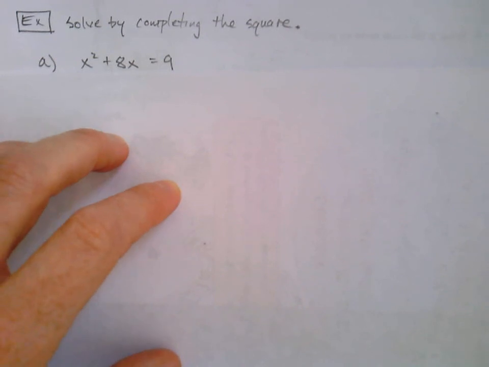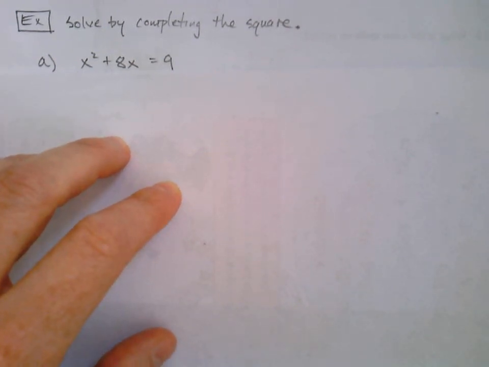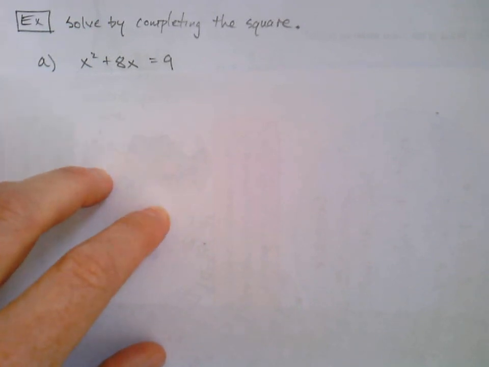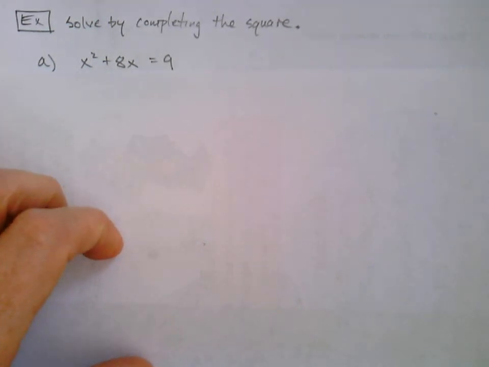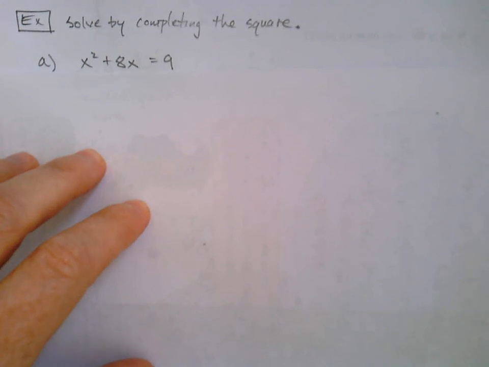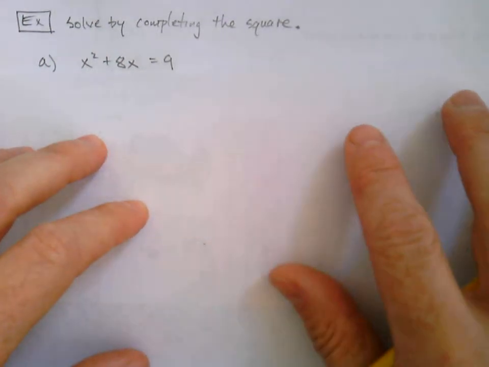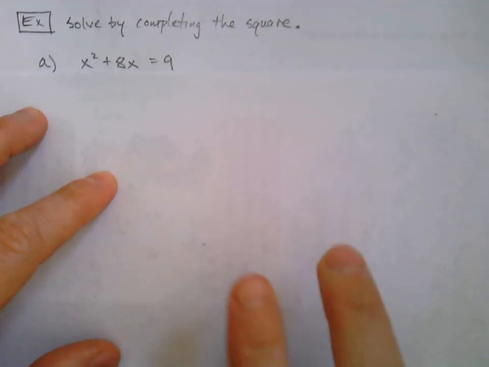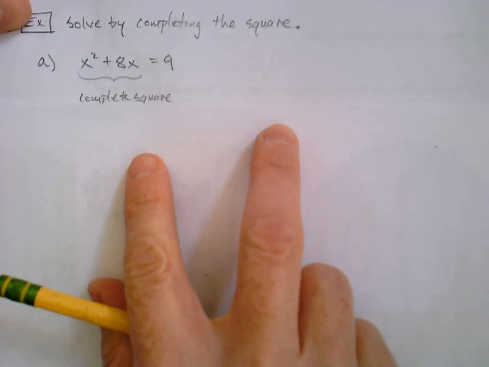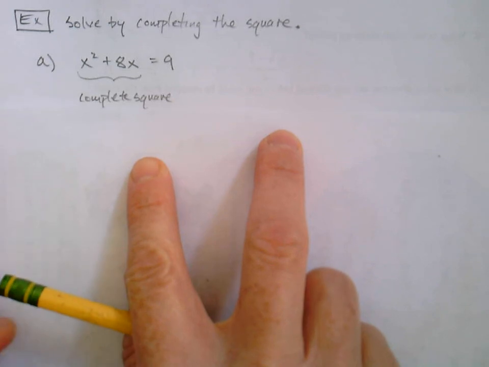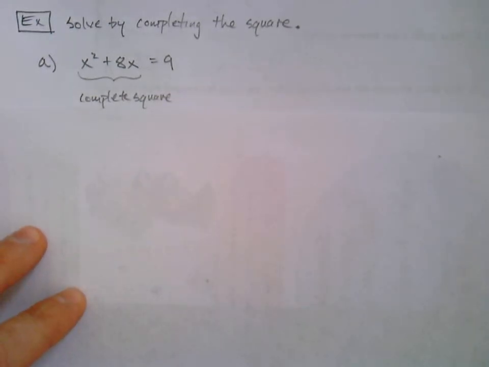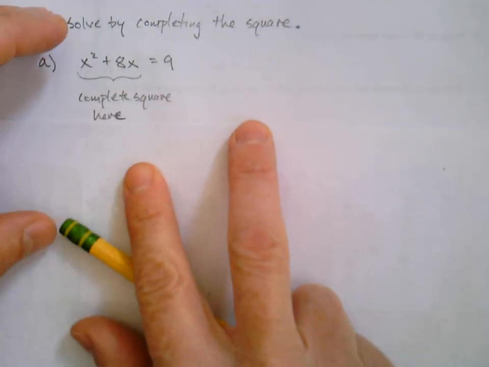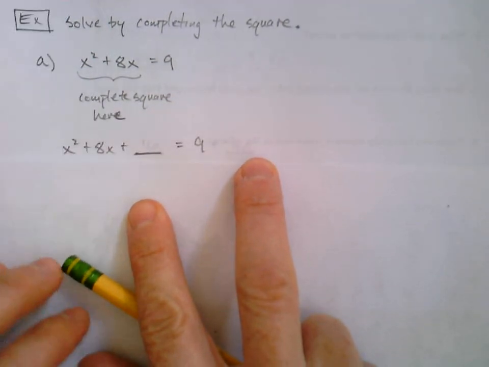Solve by completing the square, part A. Our quadratic equation is x squared plus 8x equals 9. Here's how we're going to go about it. We're going to say, you know what, that left side, we're going to complete the square. What does that mean? We're going to do this idea of filling in the blank. Complete the square here.